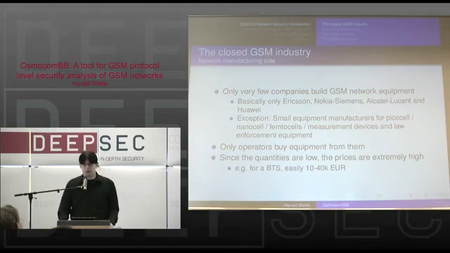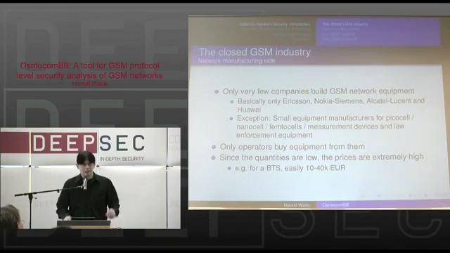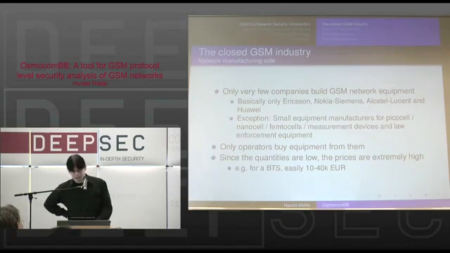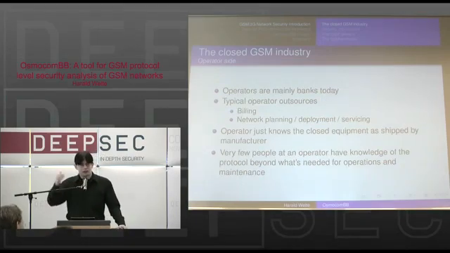And the minimum amount of money you need to put on the table to buy a minimal GSM network is in the order of hundreds of thousands to millions of euros. Even a single component, which is not sufficient to operate a network, will cost you 10 to 40,000 euros. That's definitely not something that will encourage academic research or independent research into the security of those systems. Also, if you have that equipment, how do you use it for security analysis?